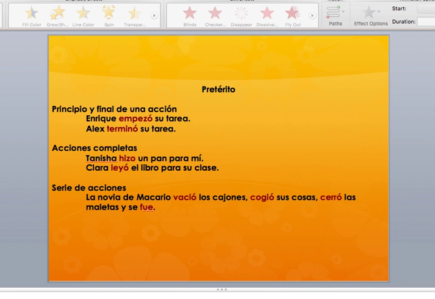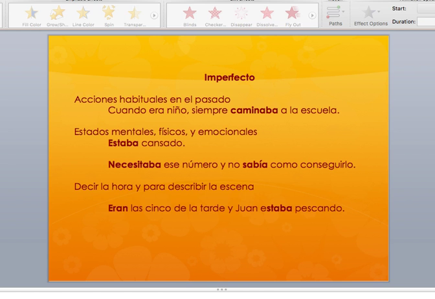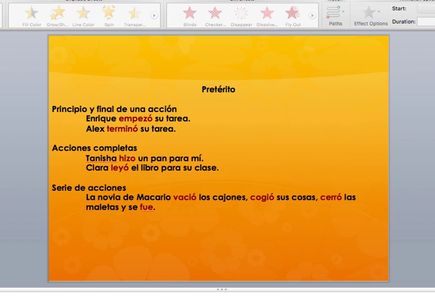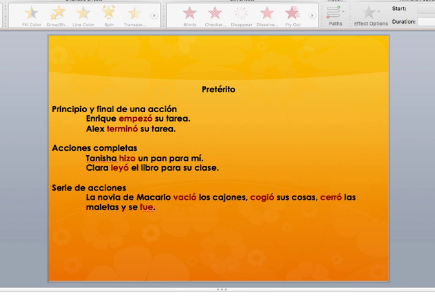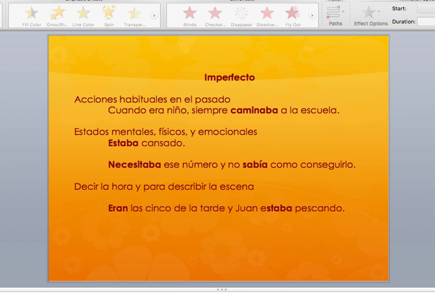Let's see. We have the pretérito and we have the imperfecto for indicative. There are other versions of the past, but today we will keep the lesson solely focused on the pretérito and the imperfecto of the indicative. So something that actually happened in the past. All right. So let's move on.